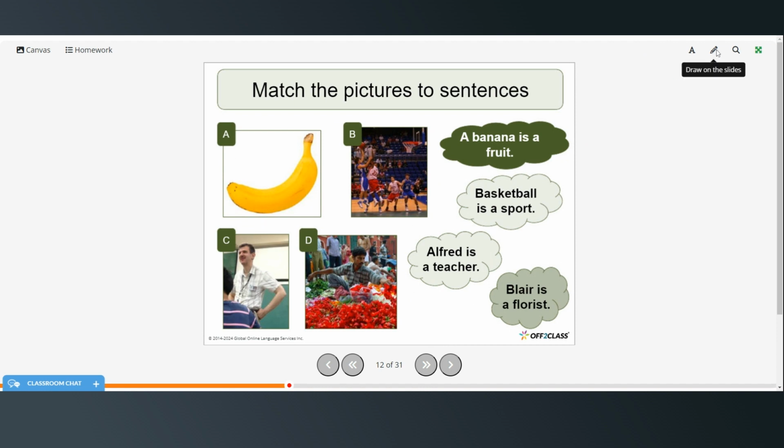All right, so now we're going to match some of the pictures with the sentences. So a banana is a fruit. That would be picture A. Basketball is a sport. Picture B. Alfred is a teacher. That's picture C. And Blair is a florist. Picture D.